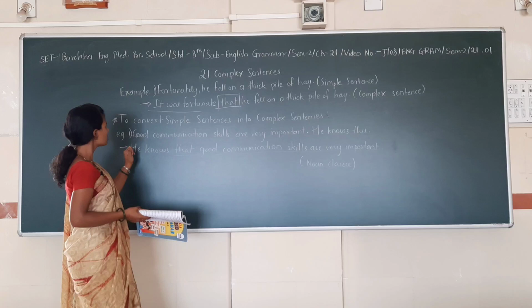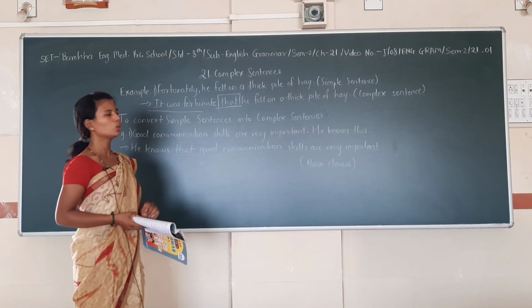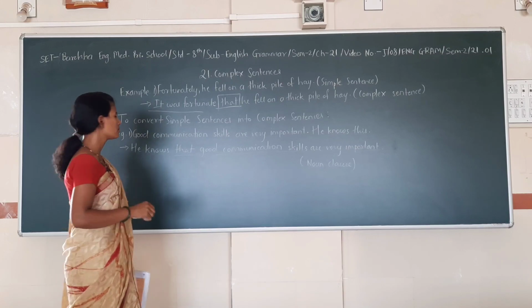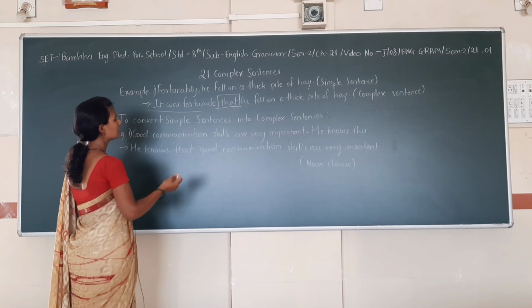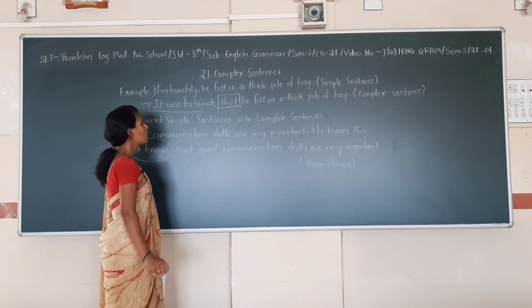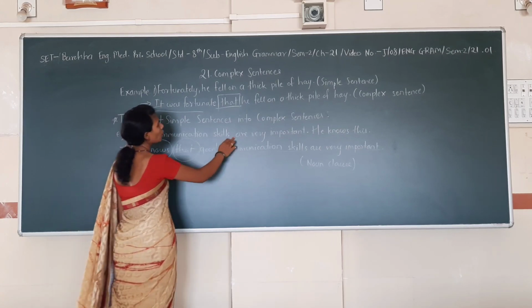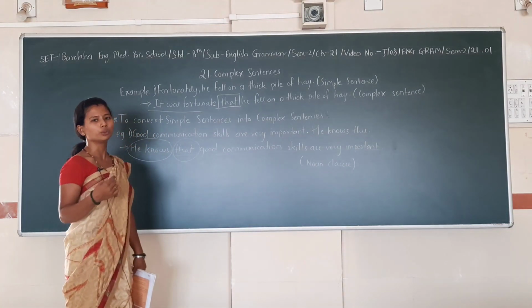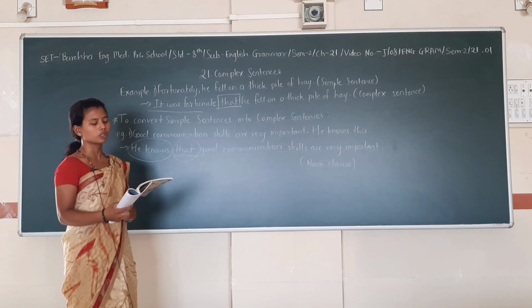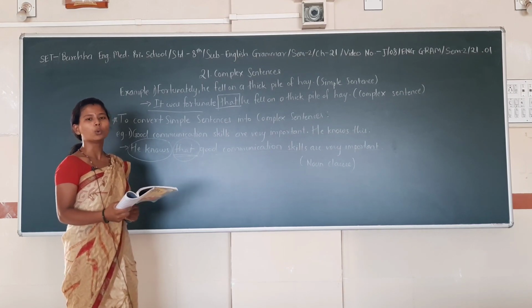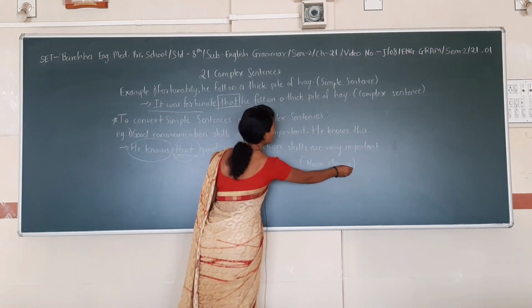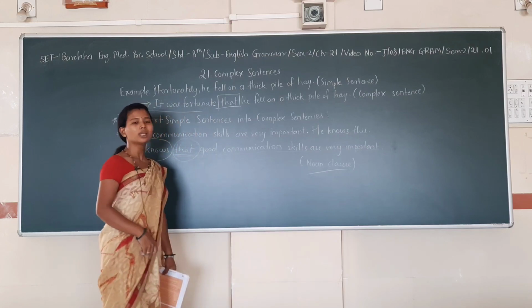So the first example is: good communication skills are very important. He knows this. So these are the two sentences. You have to make them into one sentence. First of all, you will start from he knows, and then you have to use one subordinate clause, that is, that. Good communication skills are very important. Then the remaining sentence. And I have told you that if you are using that, see the rule in A, kinds of subordinate clauses. In noun clauses, what is written there? That, what, which, who and whom. When you are using this clause, it will be your noun clause. So in this sentence you are using that, so that is your noun clause.